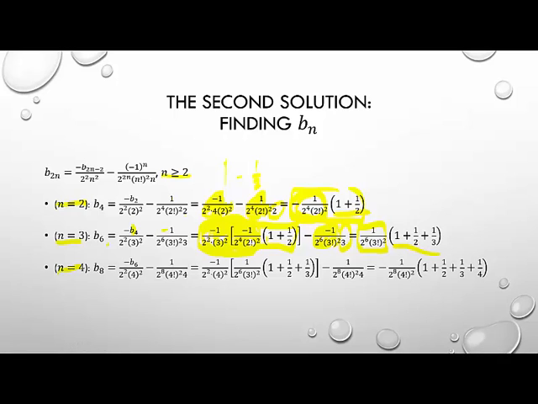n is equal to 4, so we have b sub 8. That's equal to negative b sub 6 over 2 squared times 4 squared, because n is equal to 4. Minus, we have negative 1 to the fourth power, which is positive 1, over 2 to the eighth power times 4 factorial squared times 4. What's b sub 6? b sub 6 is equal to this. That was the previous sum that we got.